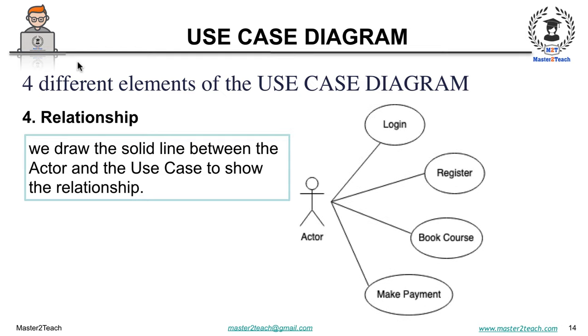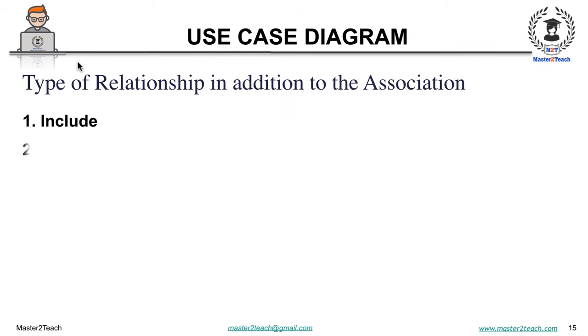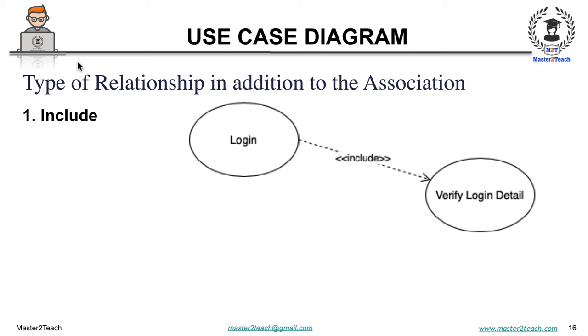Let's go through the types of relationship in addition to the association. Number 1, include, number 2, extend, whereas number 3, generalize. Whenever a customer requests a login, the system will automatically call the verify login details use case before completing the login process. But if the login detail is incorrect, the system will display an error message. So, display error message is another extra use case to show the relationship. Neither of the actors is directly initiating these verify login and display error message use cases. They are just immediately going to happen within the system.